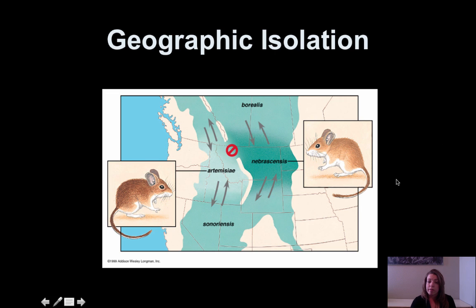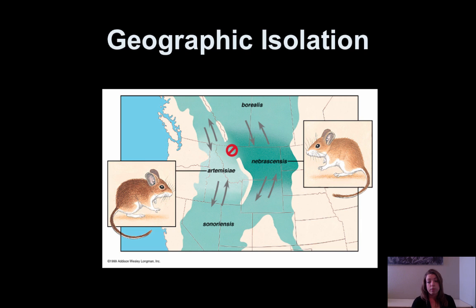But if you're a tiny white-footed mouse, like these two guys, here you have a species, subspecies nebraskanensis and artemisiae, that range of mountains is enough to keep interbreeding from occurring. And so geographic isolation is isolation that's going to result from some physical barrier preventing movement between those two groups.